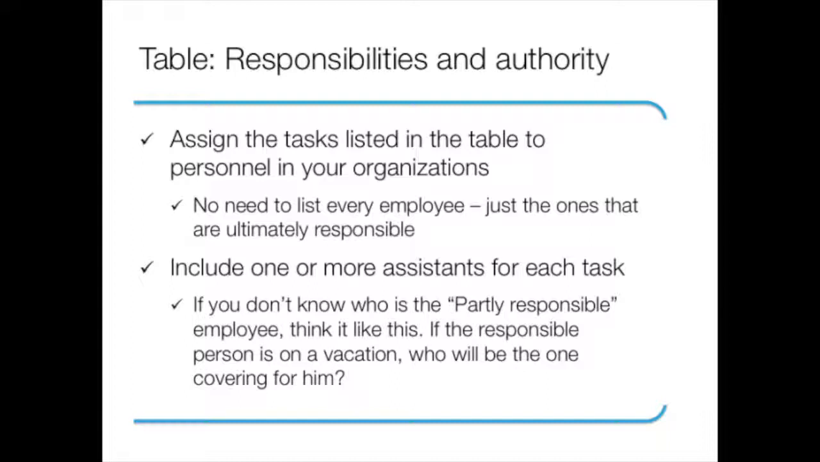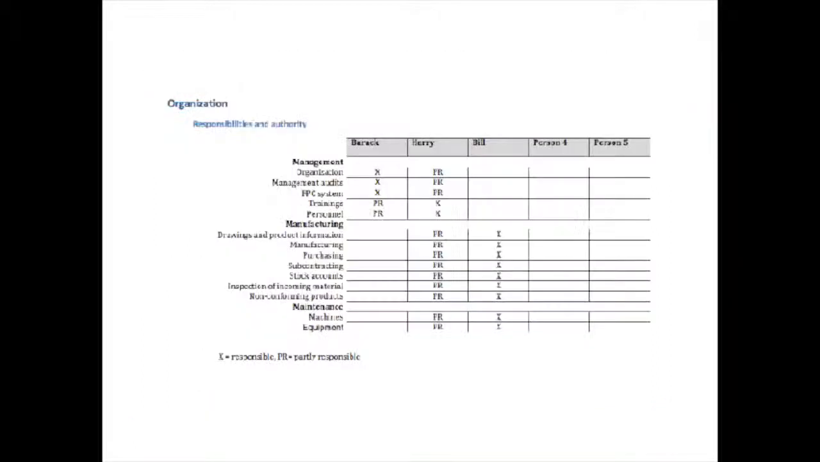Now assign the tasks listed in the table to someone. Naturally, you don't need to list each employee here, just the ones who have the ultimate responsibility of the given task. Also include one or more assistants for each task. If you don't know who the responsible employee is, think of it like this: if the responsible person is on vacation, who will be the one covering for them? You can basically do this any way you choose, and after you're done, it should look something like this.